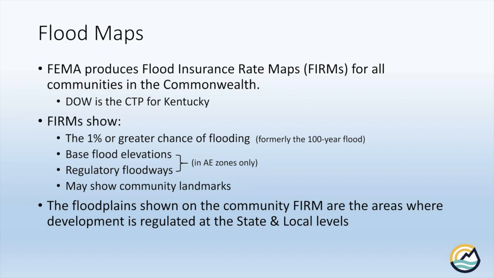In addition to that, you can also find community landmarks. So this would be things like major roadways, large bodies of water, corporate boundaries for the edge of your city or county, things of that nature. The floodplains, like I said, shown on the flood insurance rate map are the areas where development is regulated. So if you're in that area, a permit is going to be required if you're going to build or develop.